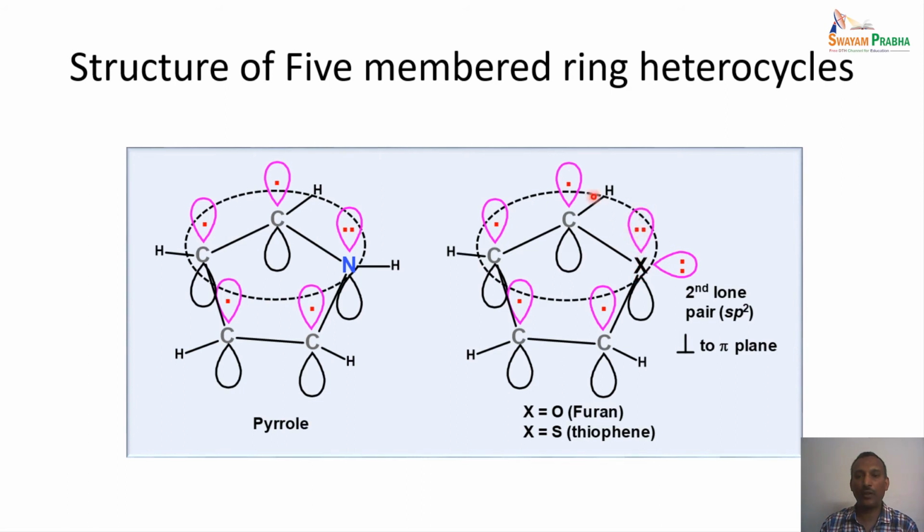So these two electrons and 4 pi electrons from the carbons, they all form the six pi electron system. If X is oxygen, that is called furan, and if X is sulfur, that is thiophene. So these two have two lone pairs, and one of the lone pairs is perpendicular to the aromatic system.